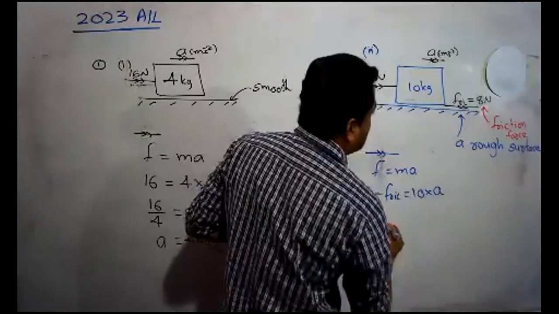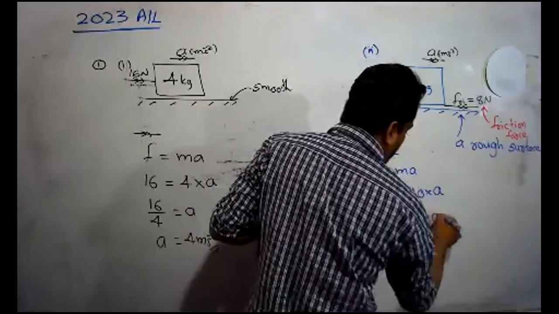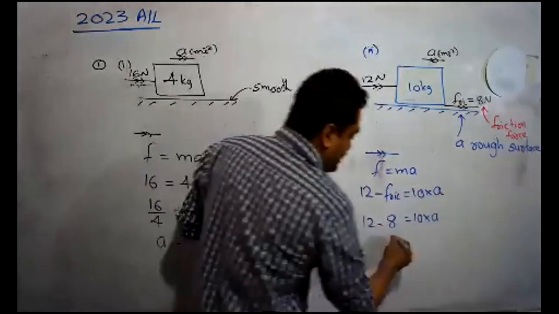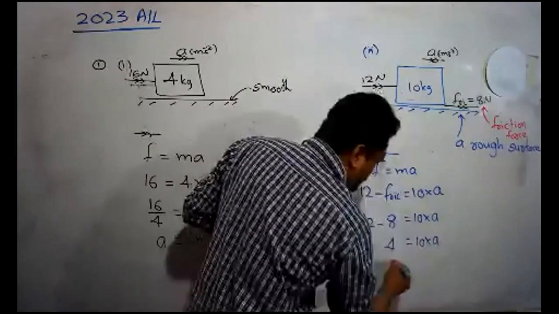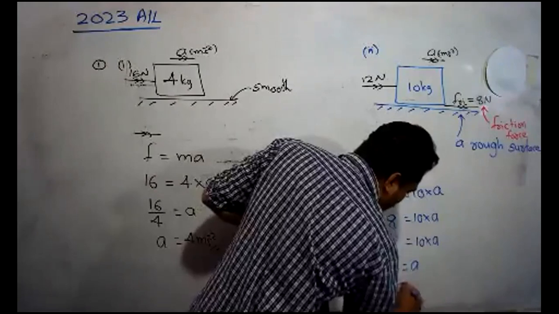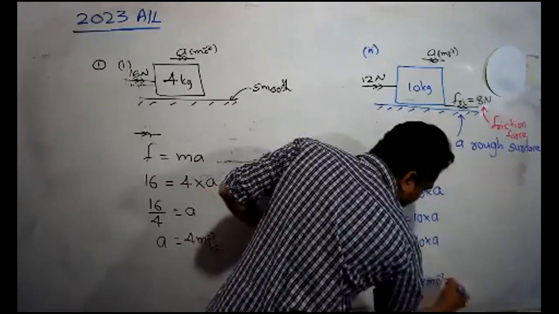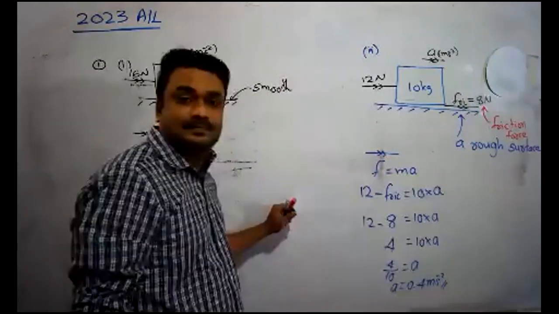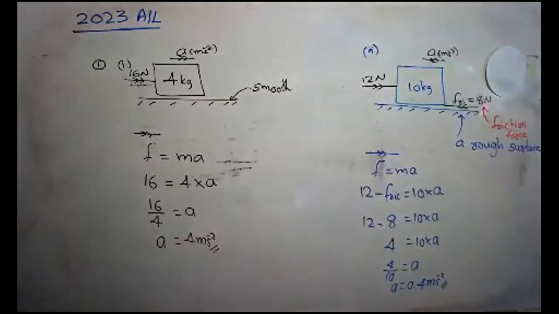So 12 minus friction force 8 equals 10 into a. 12 minus 8 is 4 equals 10 into a. Take 10 to this side. 4 divided by 10 equals a. Therefore, a equals 0.4 meter per square seconds. Who got this answer?